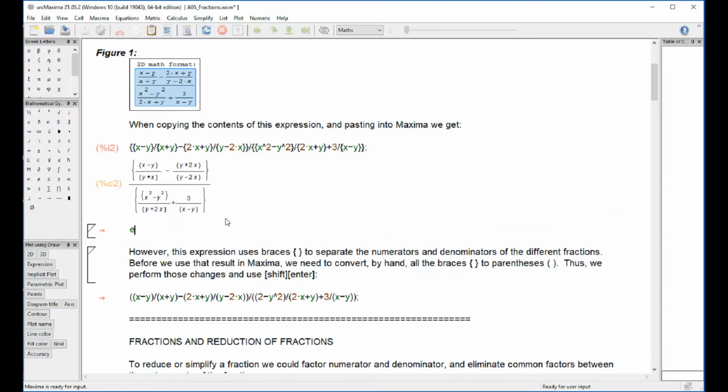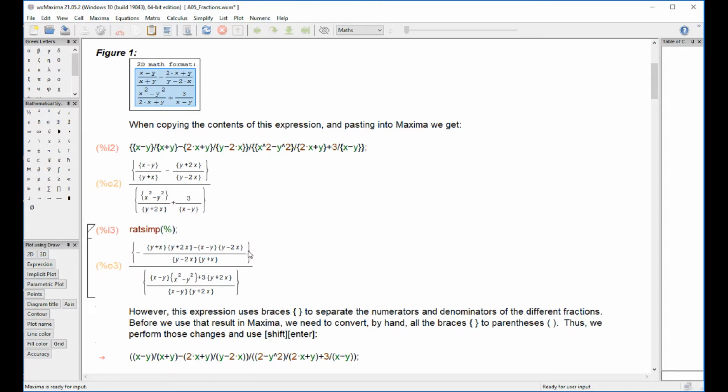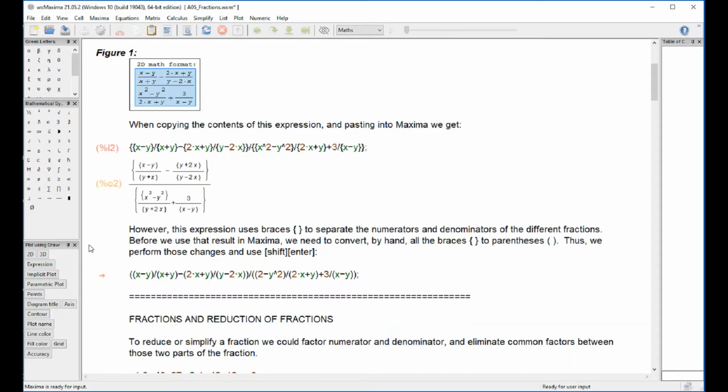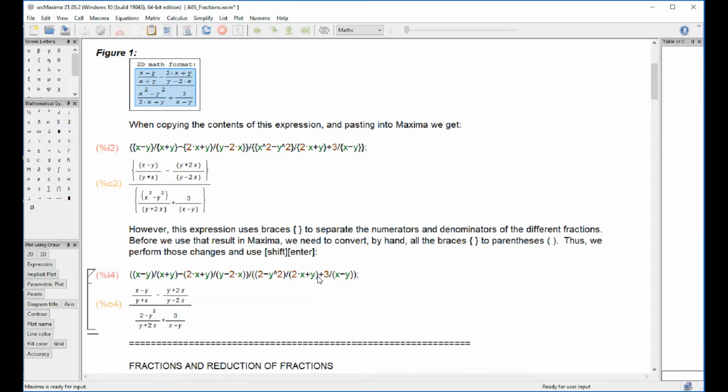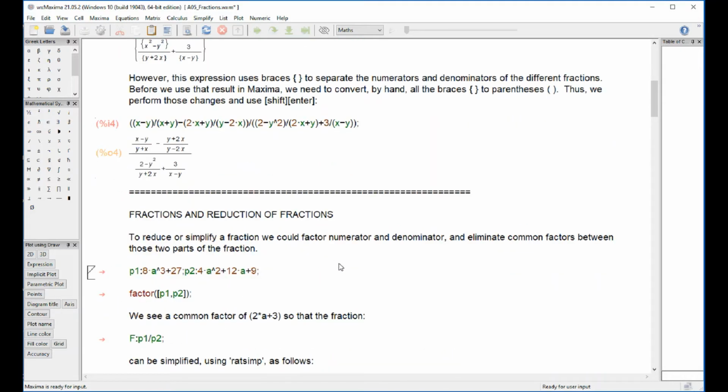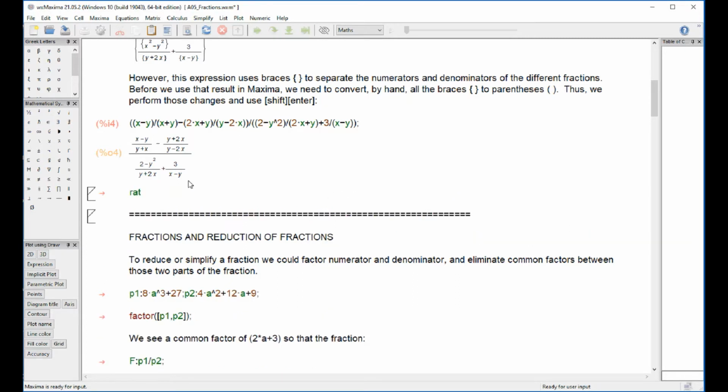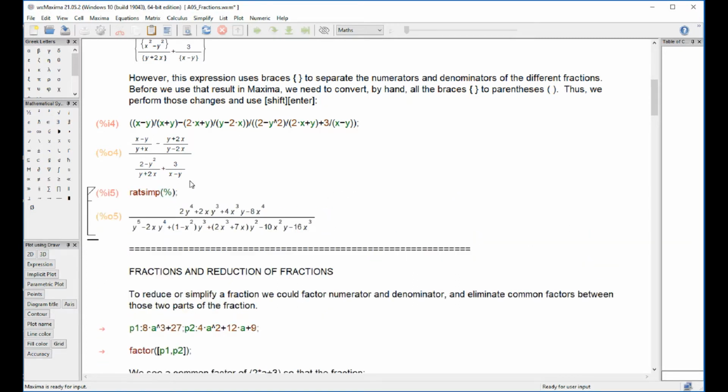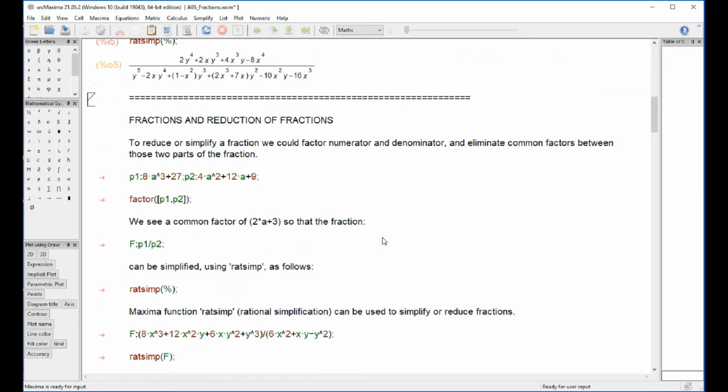Let me just try it here and do a ratsimp of the previous result, and it doesn't do anything because it doesn't recognize those braces as a legitimate parenthesis for mathematical operations. So you have to actually convert all of that into this way, or simply type it, keeping in mind that when you have x minus y or x plus y, you have to use parentheses in both numerator and denominator. In the end, you get this result. If you want to reduce that to a fraction with a single numerator and denominator, use the function ratsimp, that means rational simplification, to give you a result like this.